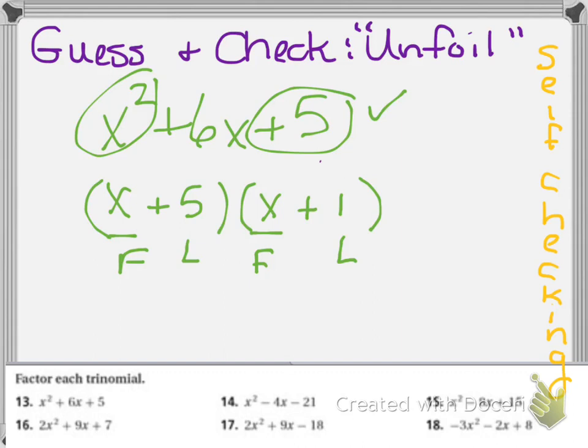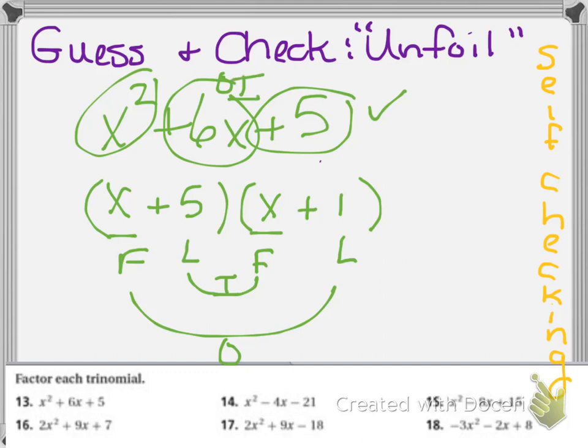So I'm going to go ahead and assume that I am correct. Now, of FOIL, what haven't I checked yet? The OI, the OI. Okay, so I can check that. Do my outside and my inside terms give me my OI in the middle that I am after right here? So on the outside I have 1x, on the inside I have 5x when I multiply, and 1x and 5x is going to give me my 6x that I'm after. So that does check. And that is how you can do the self-checking.